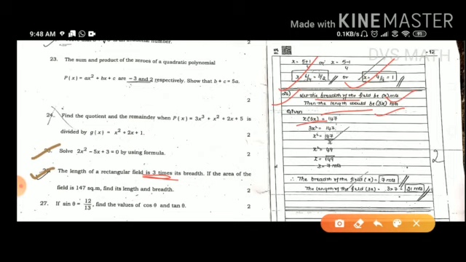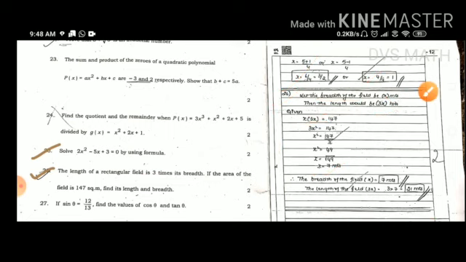So x into 3x, 3x square, 147. If you substitute, x value will be 7. So breadth will be 7. What will be length? 3 times, that is 7 3s are 21. So here observe, this is the verbal type question. Please understand it and solve it.